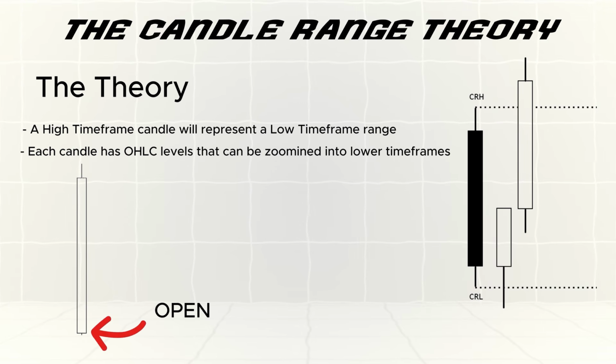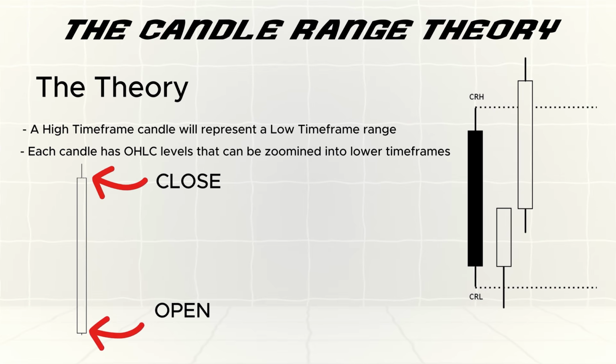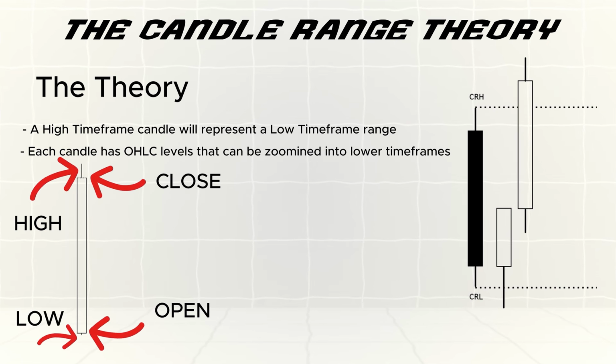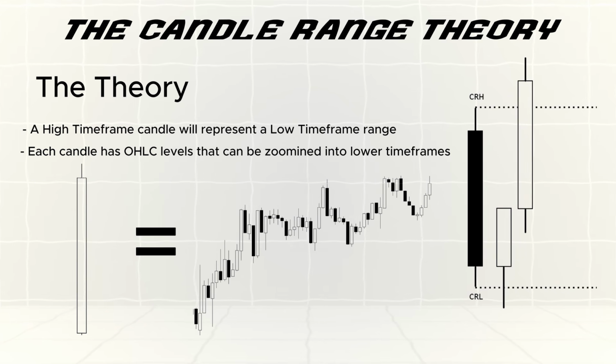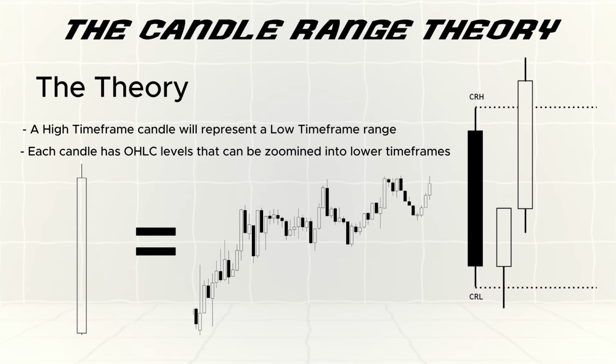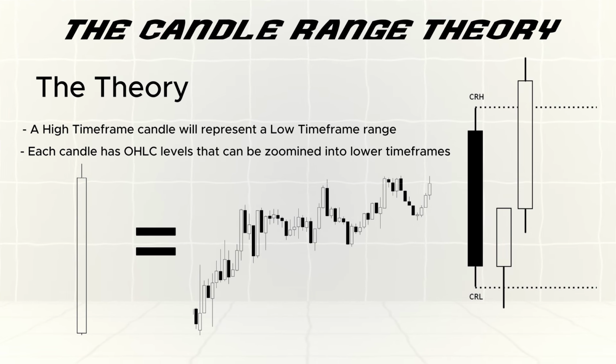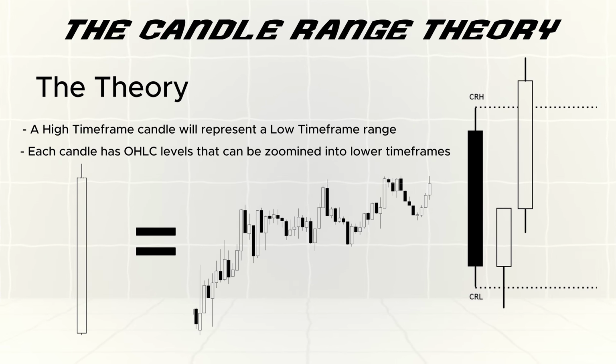Looking at the structure of a candle, we know that each one consists of an opening price, a closing price, a high, and a low. Although we see it as a single candle on a chart, regardless of the time frame, if we zoom into a lower time frame, we will observe the same price action expressed in more detailed movements. This internal movement is known as the lower time frame range that exists within a higher time frame candle.